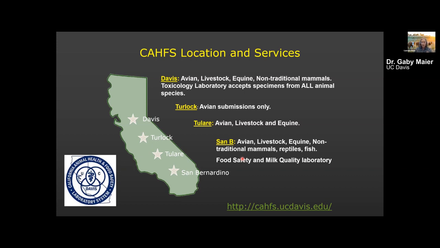So if you want to submit blood samples for, let's say, trace mineral testing or something else from cattle, you can submit that in person to the Turlock lab, and they will send it to the corresponding lab that performs that test. And the same is true for the other labs. So if a particular lab doesn't perform a particular test, they will send it on to another lab that does.